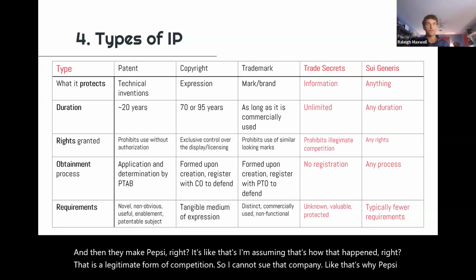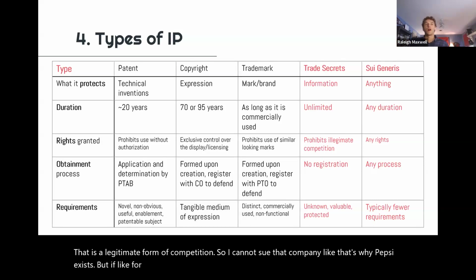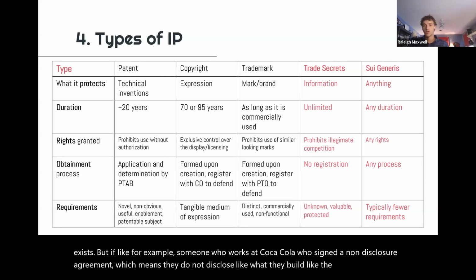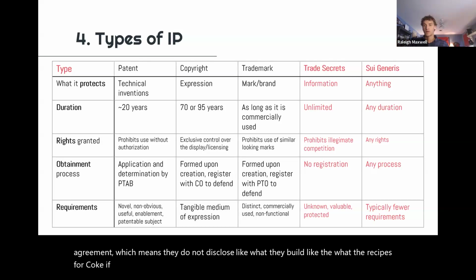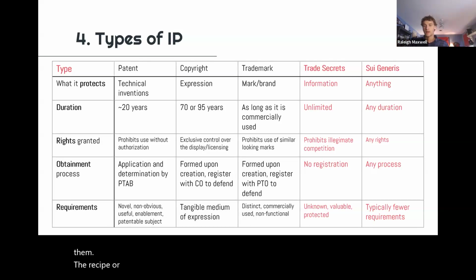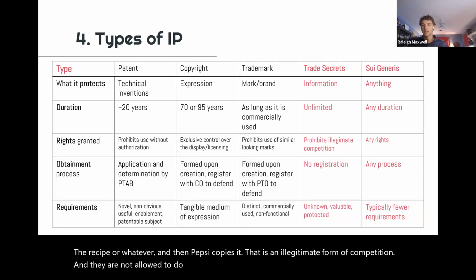But for example, someone who works at Coca-Cola who signed a non-disclosure agreement, which means they do not disclose what they build, like what the recipe is for Coke, if they invite someone from Pepsi over to the company, and they show them the recipe or whatever, and then Pepsi copies it, that is an illegitimate form of competition, and they are not allowed to do that, right? So that is when trade secrets are protected.